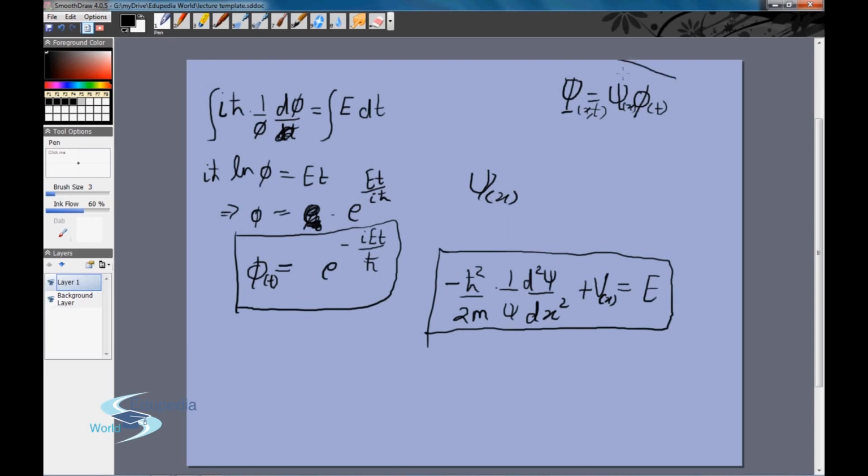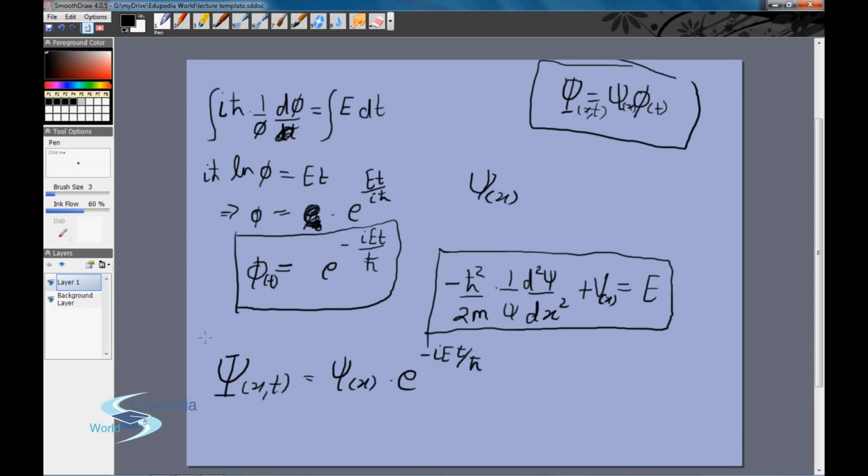capital Psi of x comma t tells us. So it is of the form, the net equation capital Psi of x comma t is basically psi of x multiplied by e to the power minus iota Et by h. So this is what we've got. And only after knowing what V of x is, we can go any further. But let's study what this is for a moment, because this has so many special properties. These sorts of functions are called stationary states.